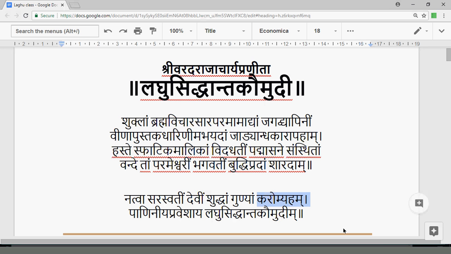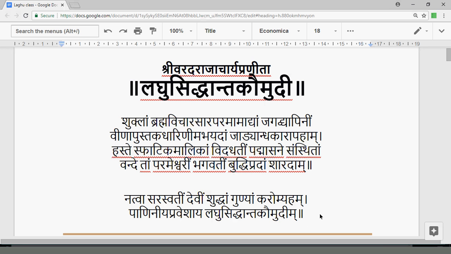And what is the purpose for this Namaskara? There is some Swartha. The Swartha is given by Paniniya Praveshaya. Chaturthi Vibhakti, Tadarte Chaturthi. For the purpose of Praveshaya, for the purpose of entering into Paniniya. Paniniya is Paniniya Vyakarana. Into the Pravesha of Vyakarana. So this is the beginning step by studying Laghu Siddhanta Kaumudi.